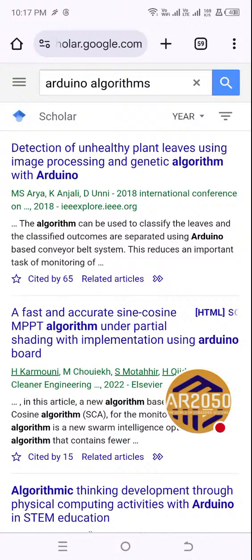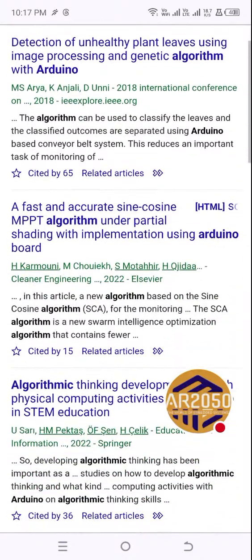Detection of unhealthy plant leaves using image processing and genetic algorithm. This topic is also very interesting, and I think I could make a good project out of it.